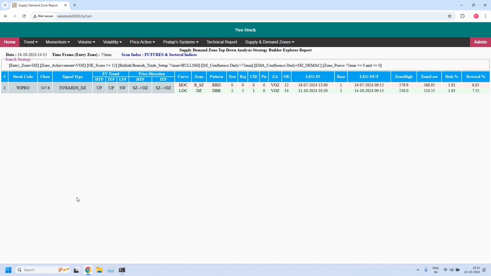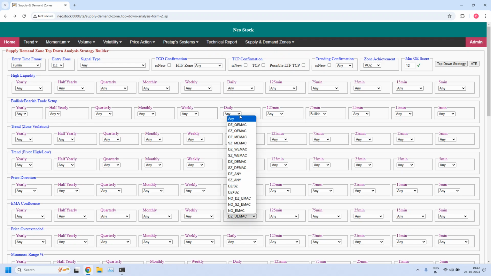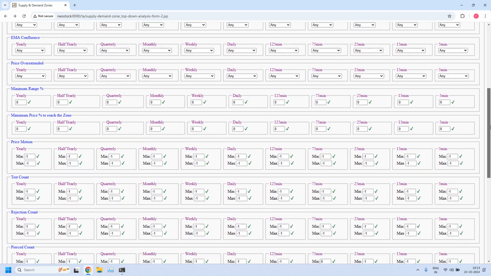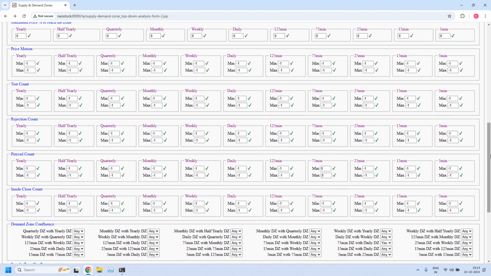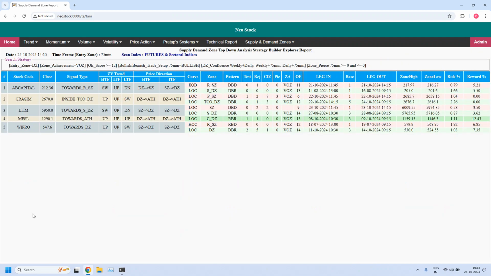Okay, next let us look for LTF, ITF, HTF confluence. Removing this EMA filter. So in the demand zone confluence, 3 filters we should set. One is already enabled, that is the 75 minutes demand zone with daily demand zone. Next filter, daily demand zone with weekly demand zone, I am enabling, and also the daily demand zone confluence with weekly demand zone I am enabling. With all the 3 filters, LTF, ITF, HTF, we got 5 stocks. In all these 5 stocks, the 75 minutes demand zone is part of the daily demand zone, both together again part of the weekly demand zone.